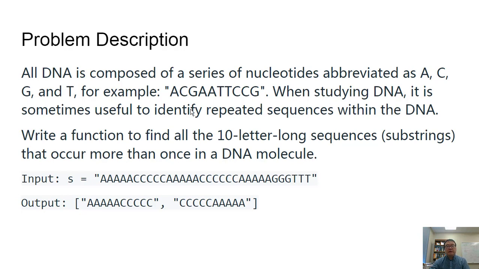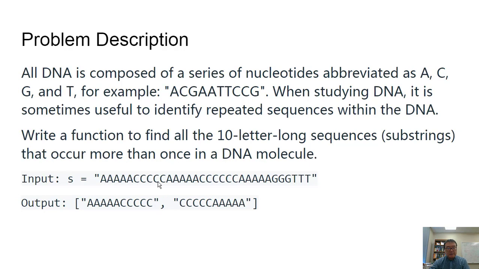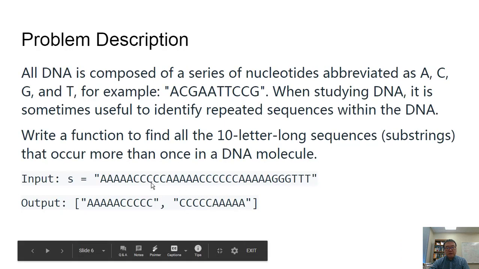When we study DNA, sometimes we want to identify repeated sequences within the DNA. So this question asks you to write a function that finds all 10-letter-long sequences that occur more than once in a DNA molecule. We're given a string of some length, and we want to find out which length 2 substrings appear more than once. So AAA, CCC appear here, and I guess it also appears here. And CCC, AAA appear here, and also here.